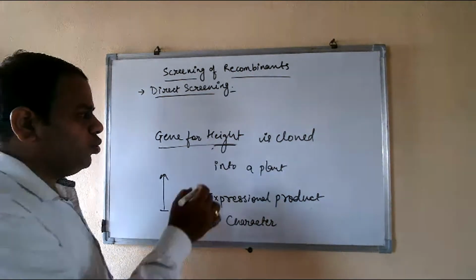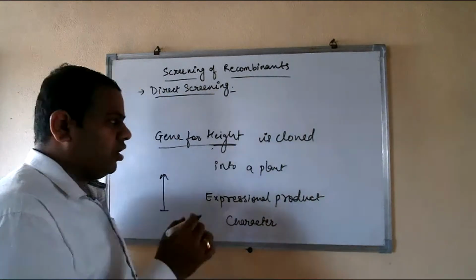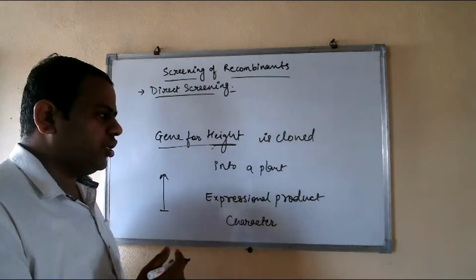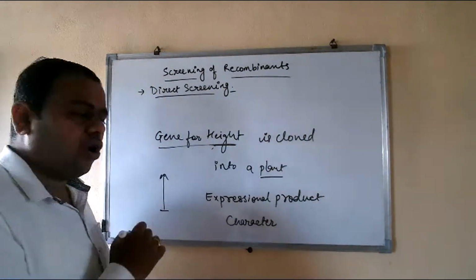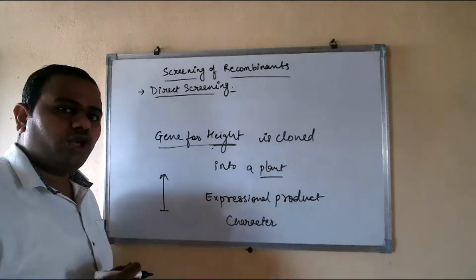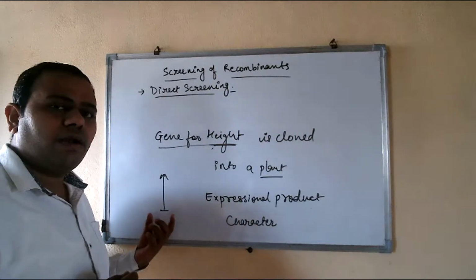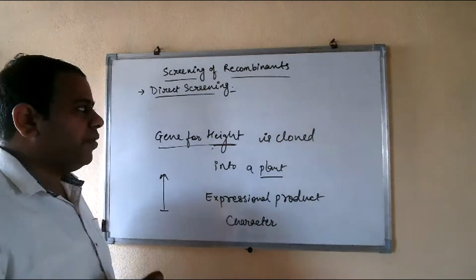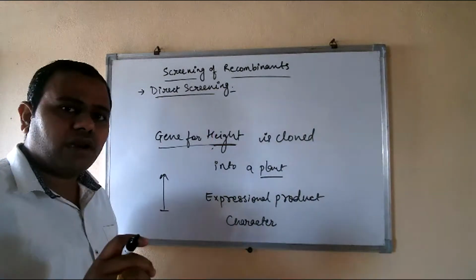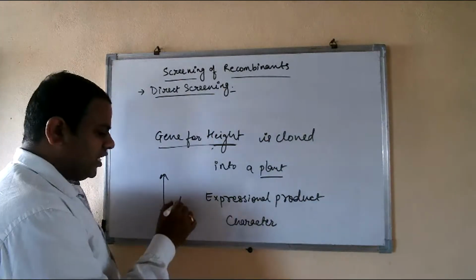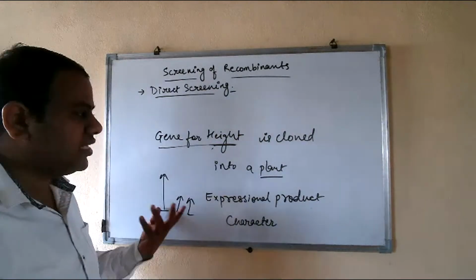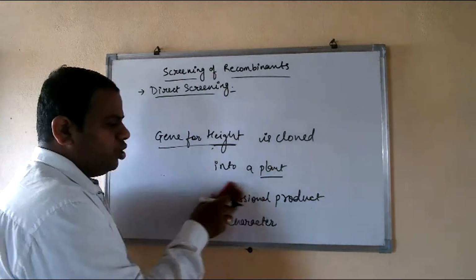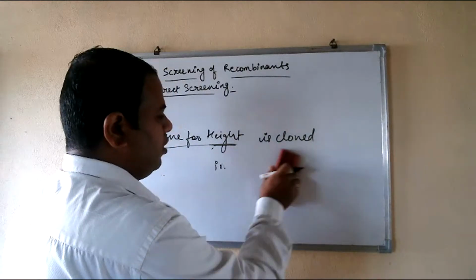With the expression of this height gene, or growth hormone gene, the height of that plant is going to be larger. So you can directly see whether that particular plant is growing taller or not, and based on that you can screen that plant from other plants which are dwarf in height. So this was the example in plants. In bacteria also you can do such kind of direct selection.